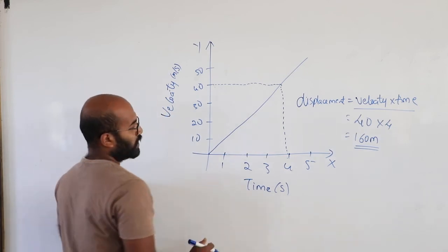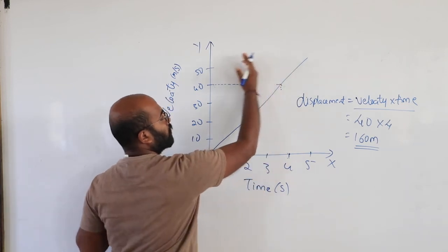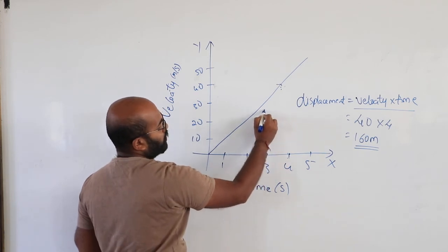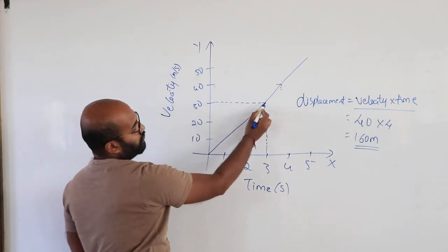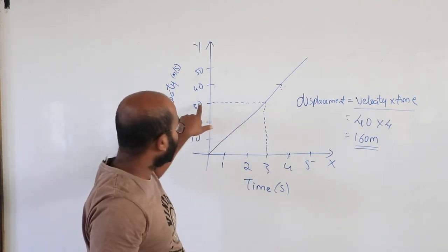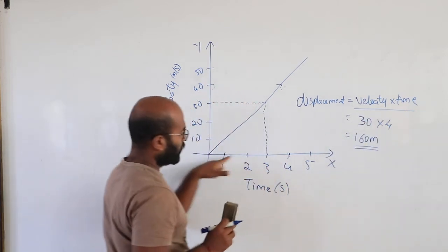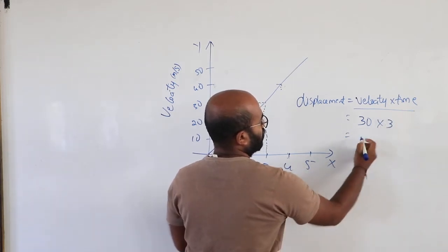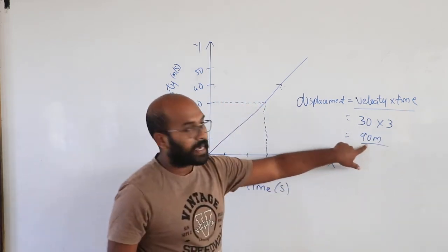Similarly, if you want to calculate the displacement after 3 seconds, it is the same thing. So this is 3 seconds, and from here you need to draw a line. After 3 seconds, the velocity will be 30. Velocity is 30, time is 3, so it is 30 into 3, which is 90 meters. So what is this 90 actually?